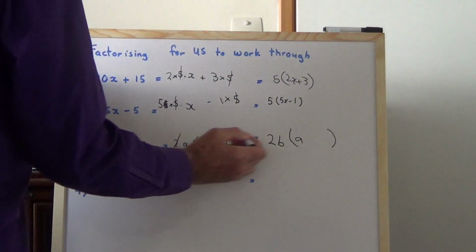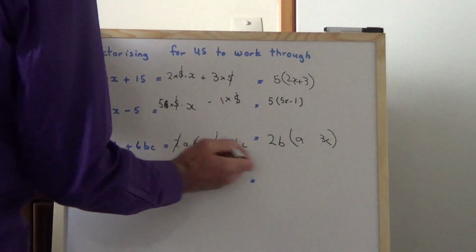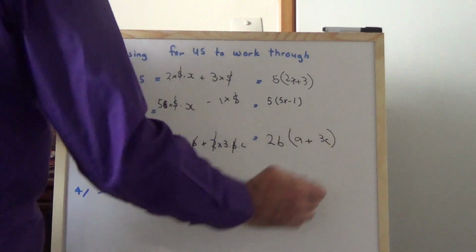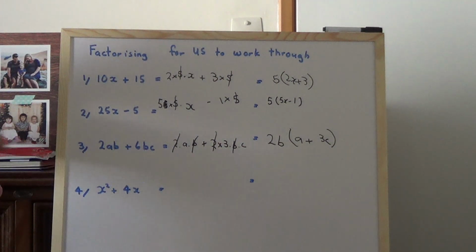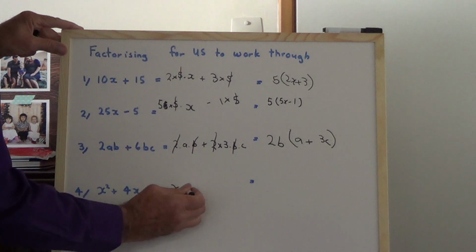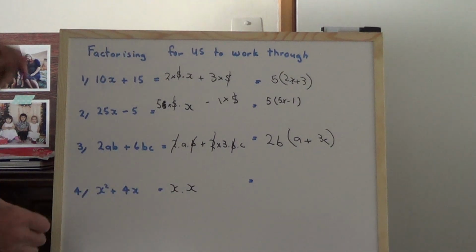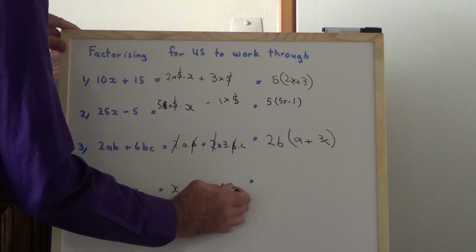What have we got left here? 3C. And what have I forgotten? I've got to put in the plus sign, don't I? There we are. Now let's do the last one. That is x squared, which is x times x, and plus 4.